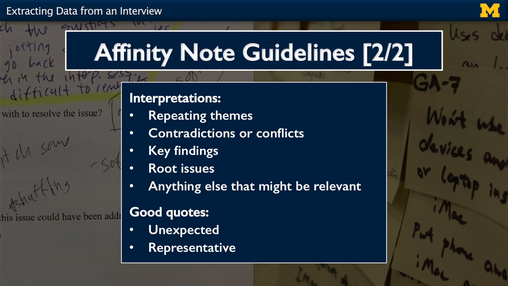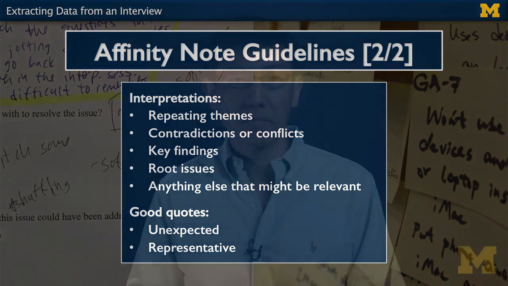You can also note key findings that you may have found that may not be visible in any one of the given affinity notes from your interview participants or from your observations, but which summarize something overall. You also want to note things like root issues that you might have noticed as you were observing, and anything else that might ultimately be relevant, but which isn't necessarily in one of your audio recordings or in the notes that you've taken.